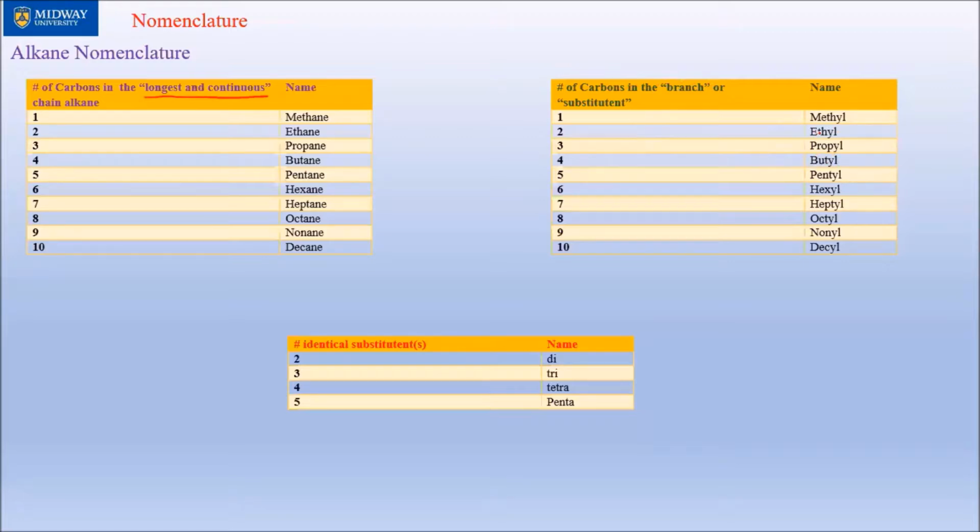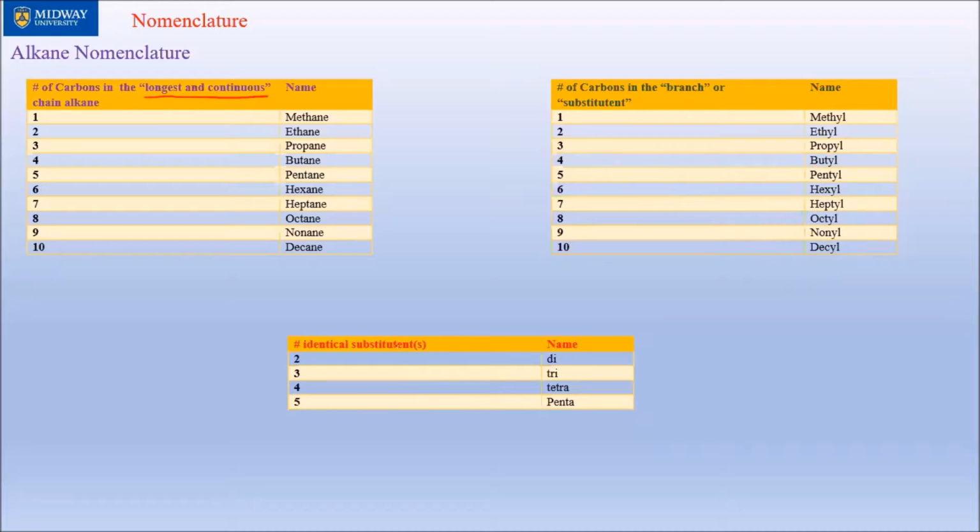Now, you'll see that this table and the table below are the same, irrespective of whether the branch or substituent is coming off an alkane, alkene, or alkyne, because a substituent is a substituent. Okay, these will never change. But one way to remember it is if it's methane, it's methyl. So basically replace A and E by YL. As I said, this will remain the same irrespective of what the long chain is.